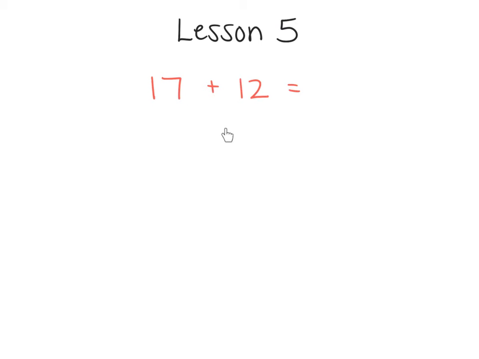Let's look at the ones place, and I see 7 plus 2. 7 plus 2 is 9. And then in my tens place, I see 1 plus 1, so that's 2. So my answer to this problem is 29.